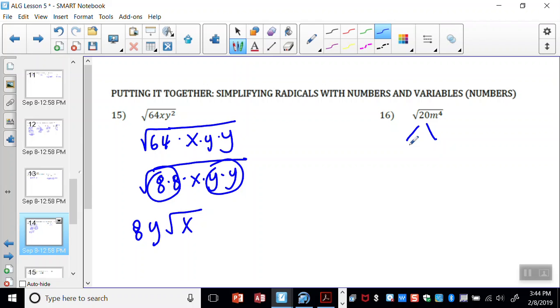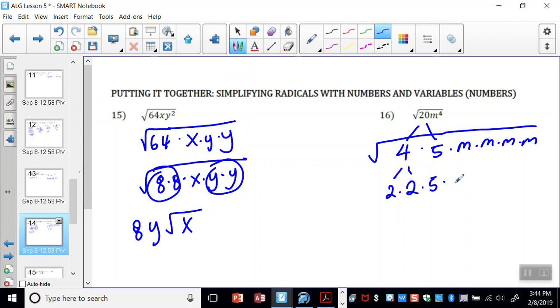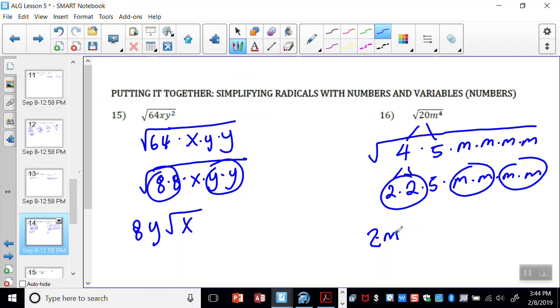And then 20 you can factor as 4 times 5 times m times m times m times m. And 4 is a perfect square, so it's 2 times 2 times 5 times m times m times m times m. You can take these out. So 2 comes out, m comes out, another m comes out, 5 stays. So it is 2m squared square root of 5.